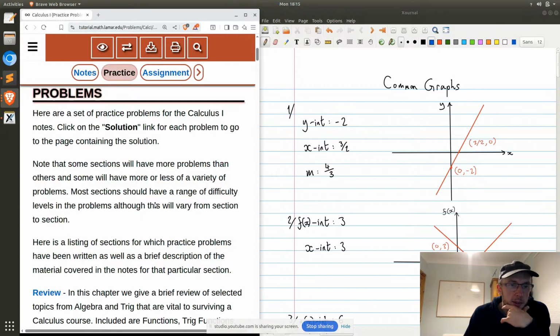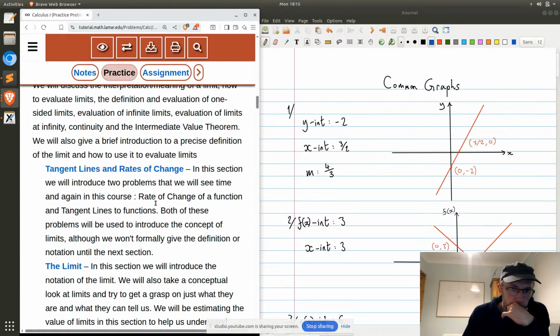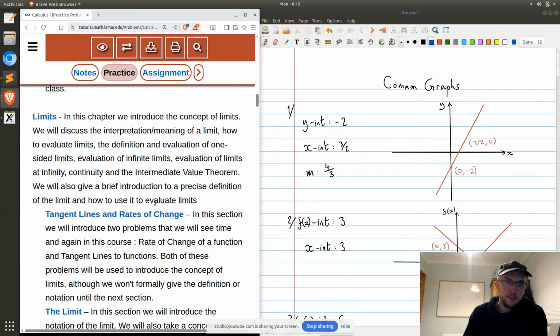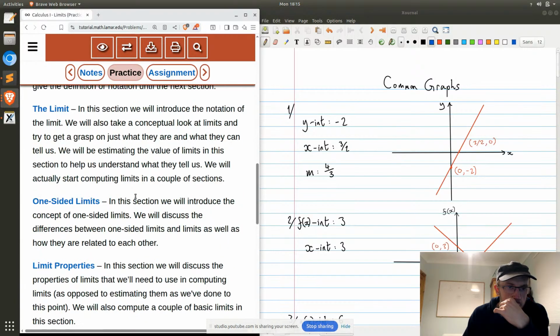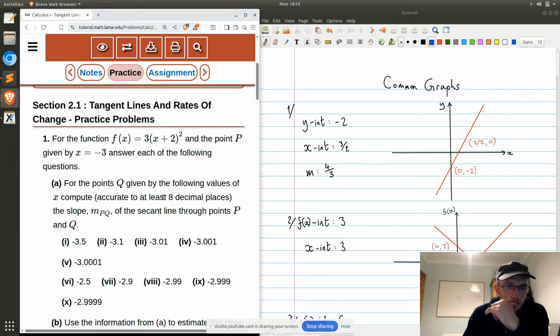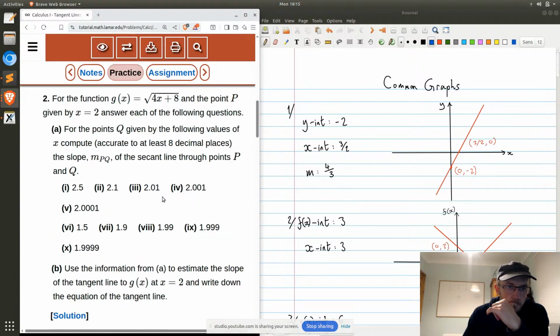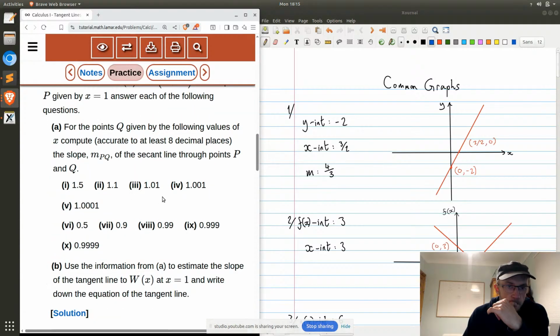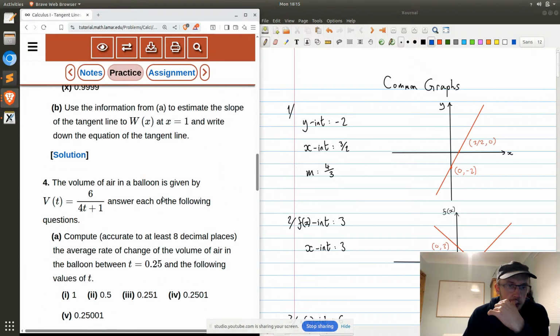So what's coming now? Limits. Let's see. A lot of precise and decimal calculations.